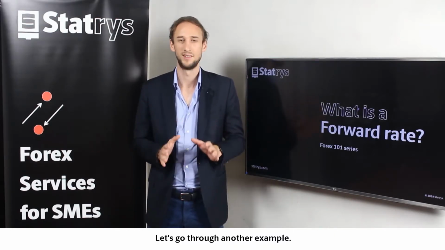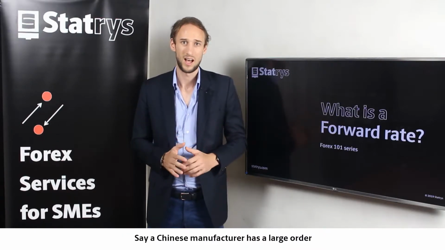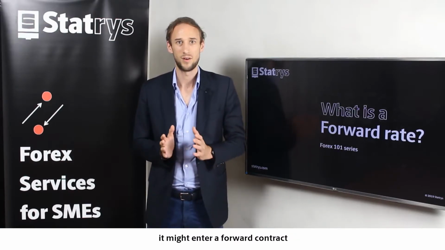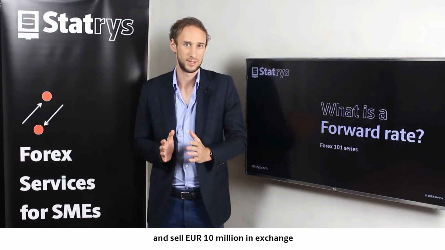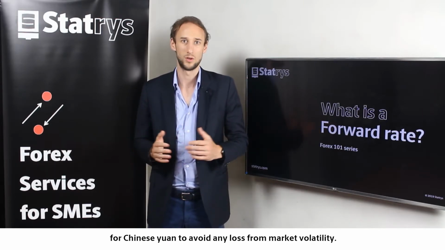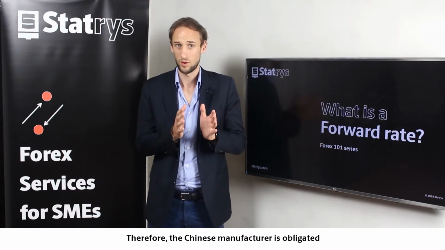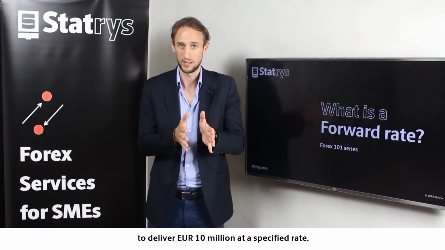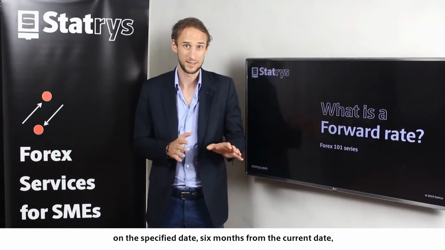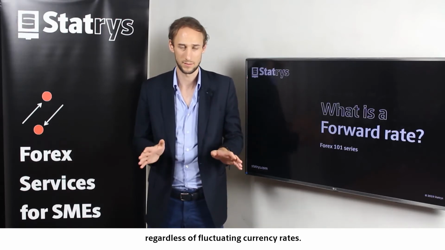Let's go through another example. Say a Chinese manufacturer has a large order to be shipped to France in 6 months. It might enter a forward contract and sell 10 million euro in exchange for Chinese renminbi to avoid any loss from market volatility. Therefore, the Chinese manufacturer is obligated to deliver 10 million euro at a specified rate on the specified date 6 months from the current date, regardless of fluctuating currency rates.